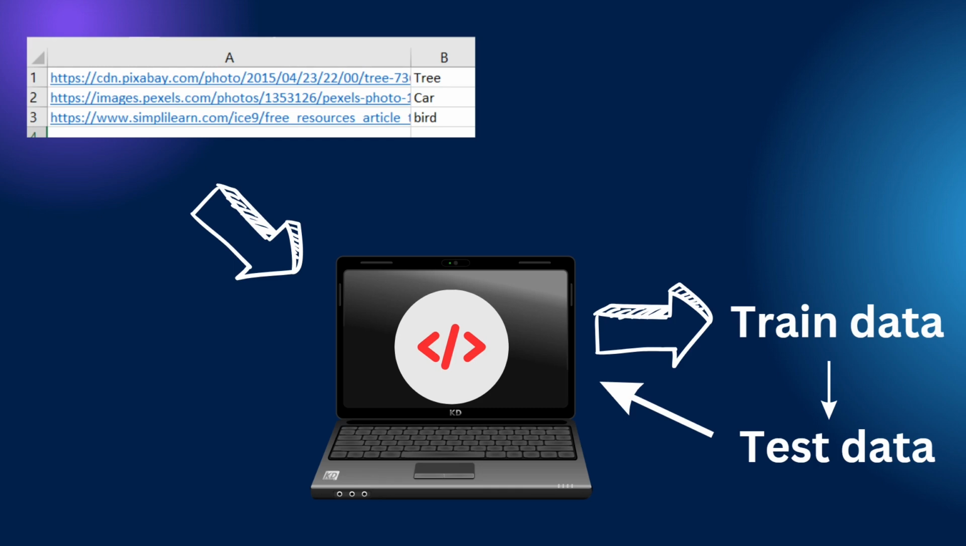When we have the input data, we'll be splitting this data into two parts, training data and testing data. Generally, the training and testing data ratio should be 80 to 20 or 70 to 30.